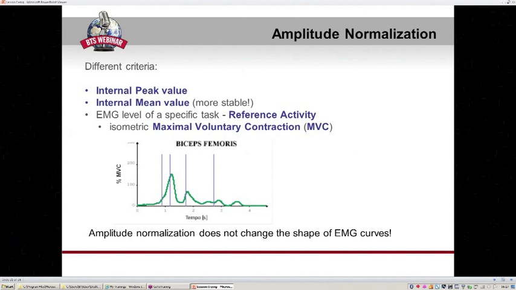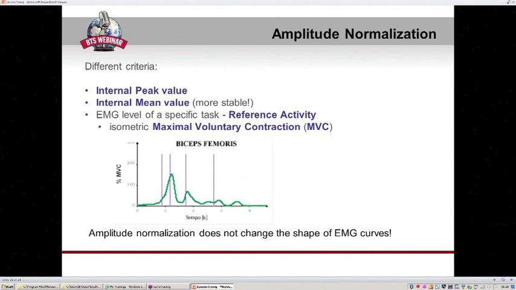To perform the quantification of the myoelectric signal, and to compare among muscles, different subjects and different tasks, we can use a normalization procedure. To perform the normalization, we can use as a reference value a single value, for example the internal peak value or the internal mean value.